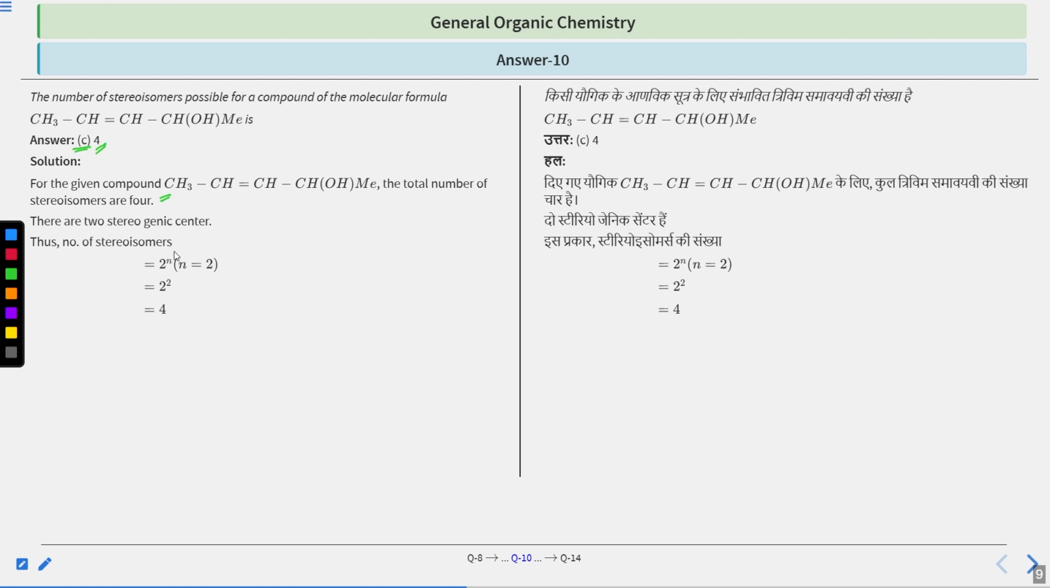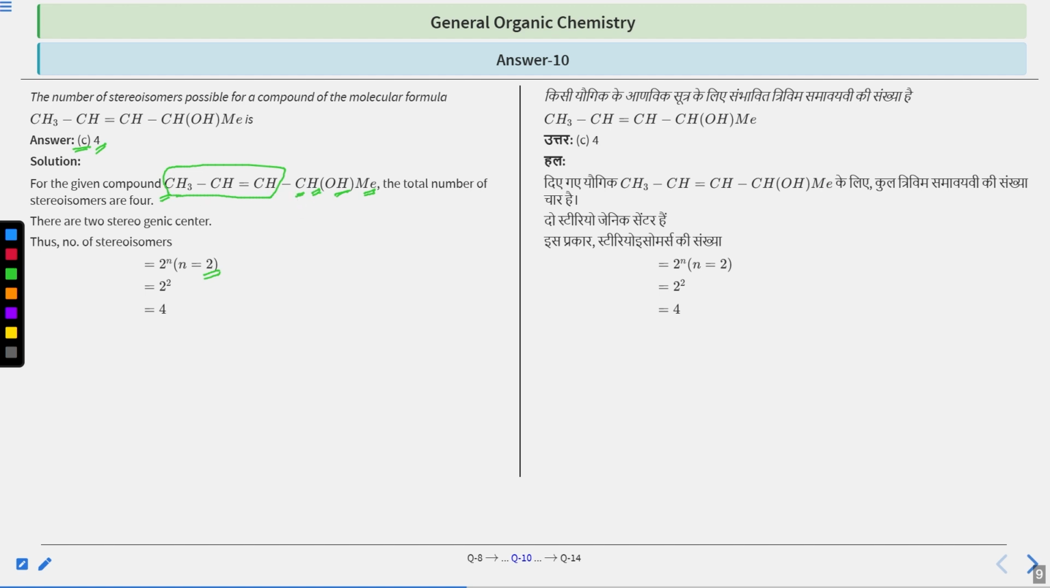Where n is the sum of the geometrical isomers possible plus the chiral carbon present. So n will be equal to 2 because there are 2 stereogenic centers. One is this carbon, which is a chiral carbon, as all the attached groups are different. The carbon is attached to one hydrogen, one OH group, one methyl group, and on one side is this whole chain, right?